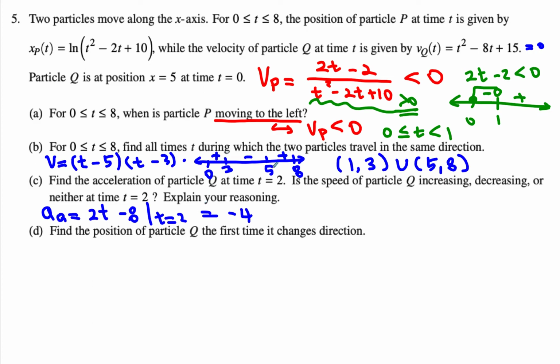Let's look at the velocity here from the blue ink. When t was equal to 0, velocity was positive. You see that in the opposite signs. Velocity is positive, acceleration is negative, so the speed is decreasing, because velocity is positive and acceleration is negative. They have different signs, that's why.